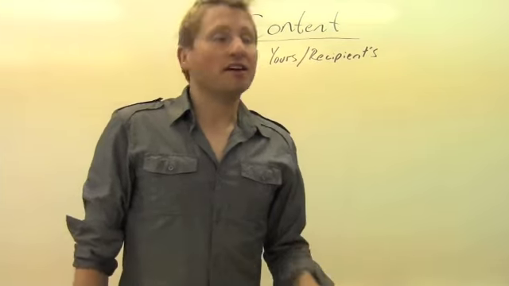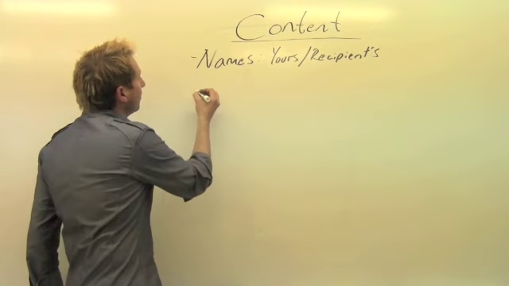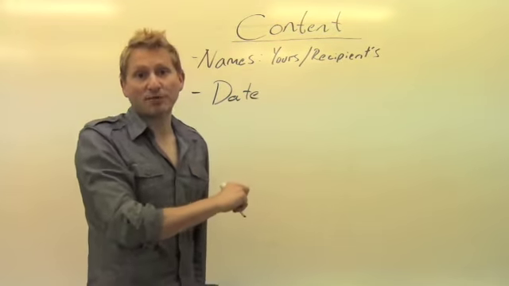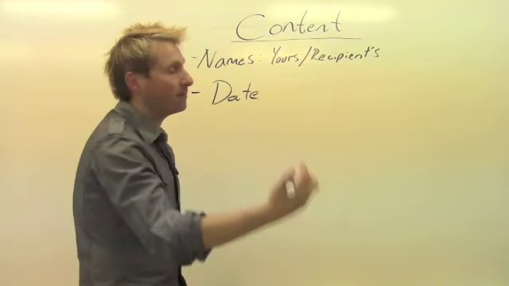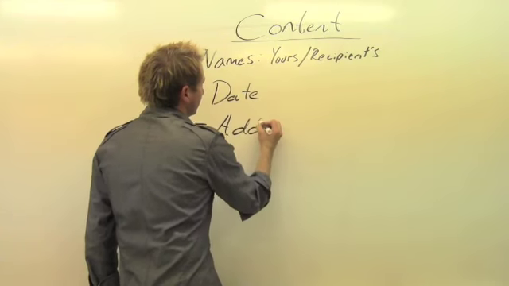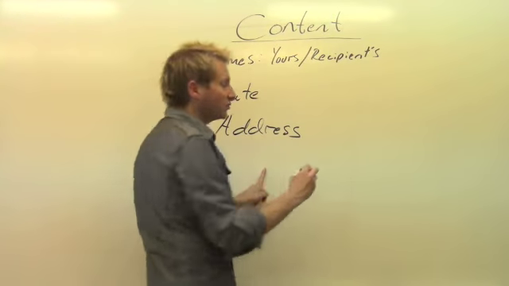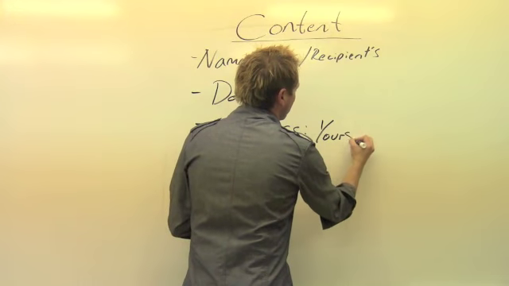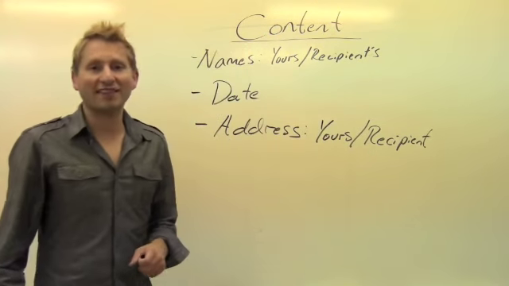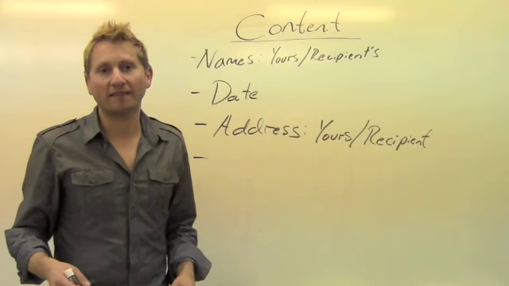When it comes to content, besides the names of you and your recipient, what you want to put on there, hopefully you put these things down. Date. The date should be on there, somewhere, probably close to the top. What else should we have there? Address. Some of you may have put address. Whose address? Just theirs? Yours as well? Yours and the recipient's should both be on there. Both addresses.